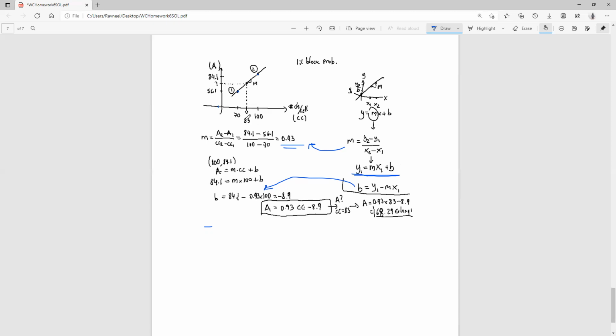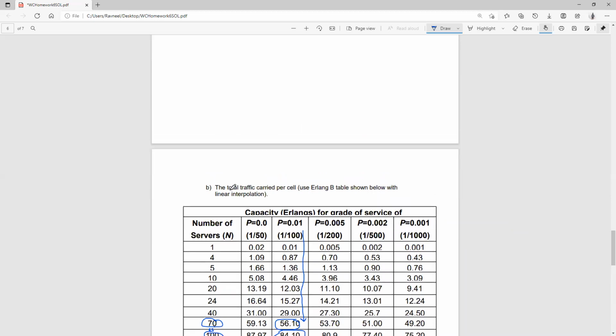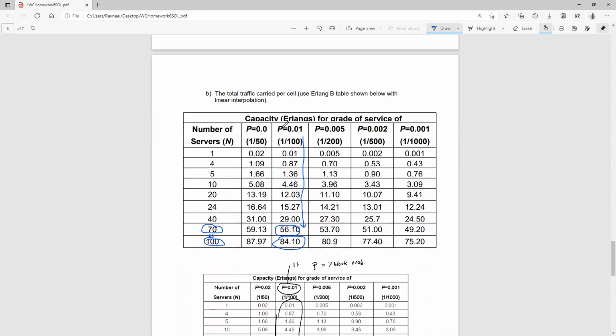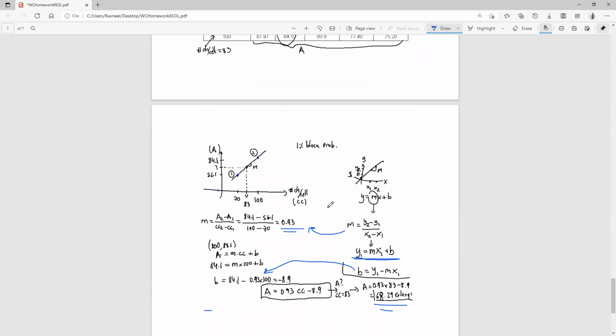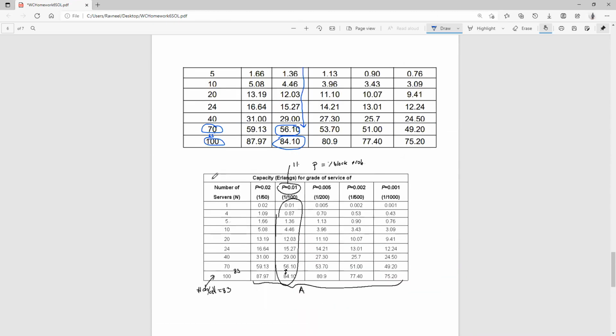Now we need to find the capacity at 83. So directly substituting 83 in place of cc to find the capacity, the a value, our a value is equal to 68.29 Erlangs. That is the capacity for the total traffic carried per cell. The capacity for each cell is equal to 68.29 Erlangs. So this is the solution for the last question.